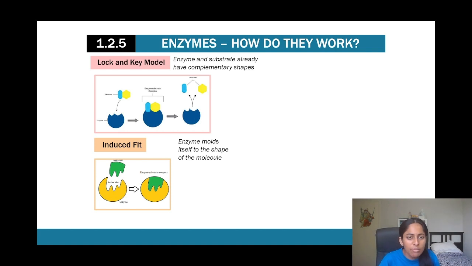So you have the lock and key model. Lock and key pretty much just says that you have an enzyme, you have the substrate, they join together, and you produce the products. And you can see that over here. In an induced fit model, you pretty much have the active site over here, and the enzyme kind of shapes itself and molds itself to fit onto the substrate. Substrate is kind of a reactant that just binds onto the enzyme so that it transforms itself into a product.